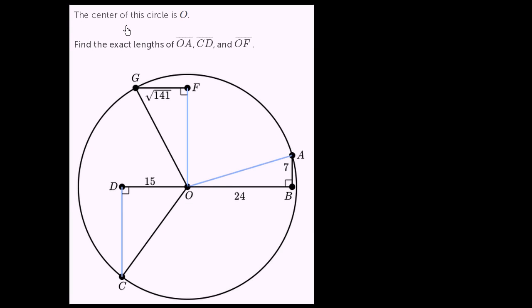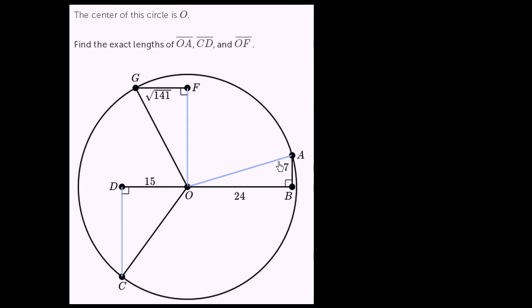Anyway, the center of this circle is O. Find the exact length of OA, CD, and OF. So let's look at each of these. CD is one of the two shorter sides of a right triangle, but we don't know the hypotenuse, so we're not going to be able to figure out CD just yet. Same thing with OF. It is one of the two shorter sides of a right triangle, but we don't know its hypotenuse either. Now let's look at OA.